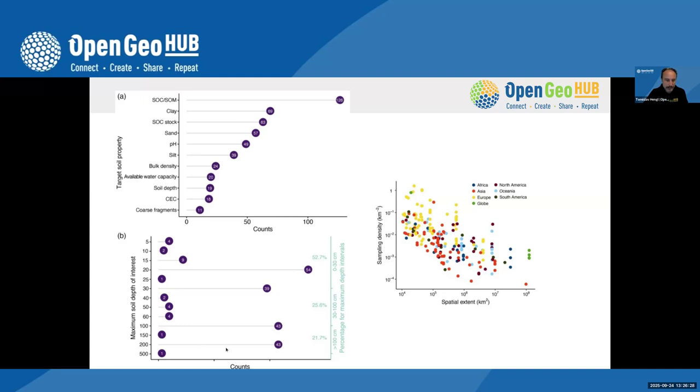You can also see the depth of the soil mapping. Lots of studies focus only on the topsoil, so up to 0 to 30 centimeters. But there are also some studies where this goes to 1 meter and then 2 meters. Typically, soil is defined as 0 to 200 centimeters.